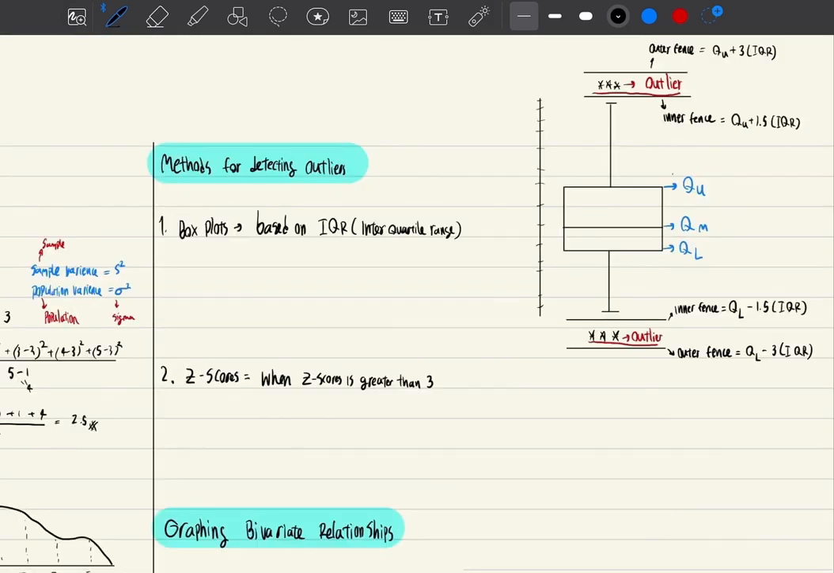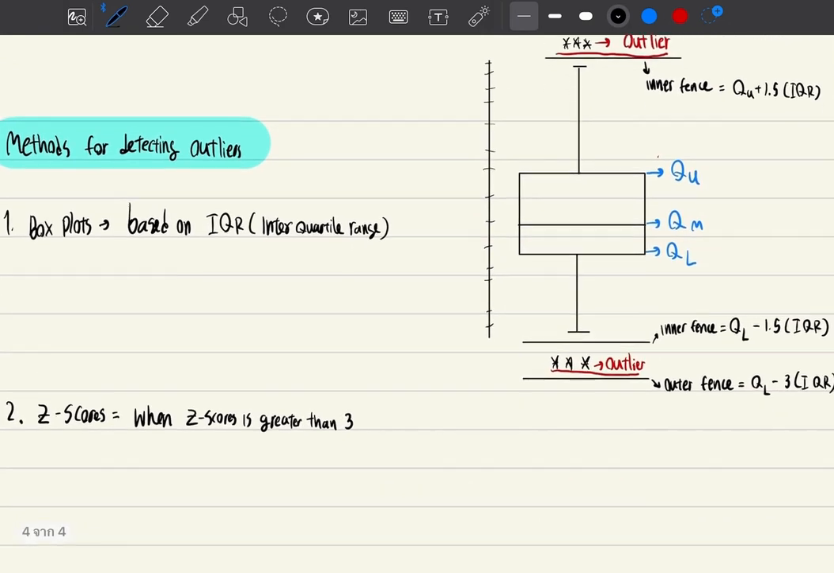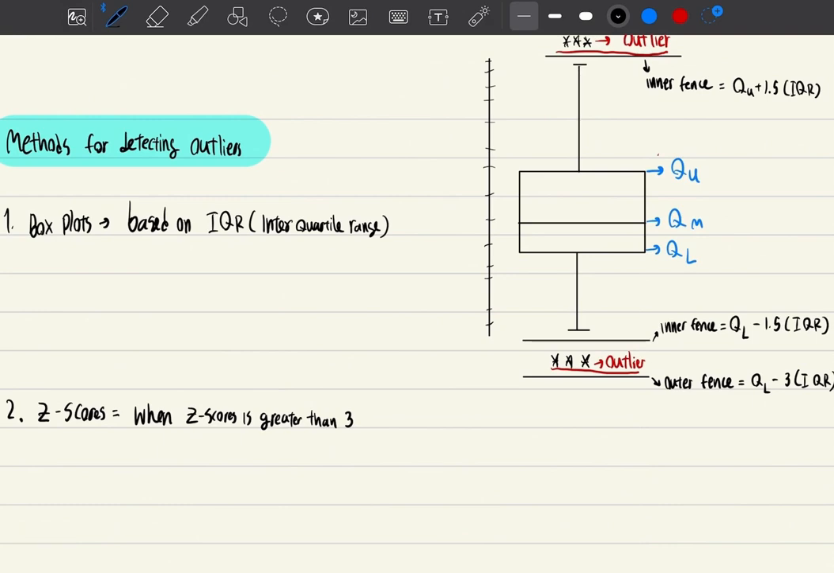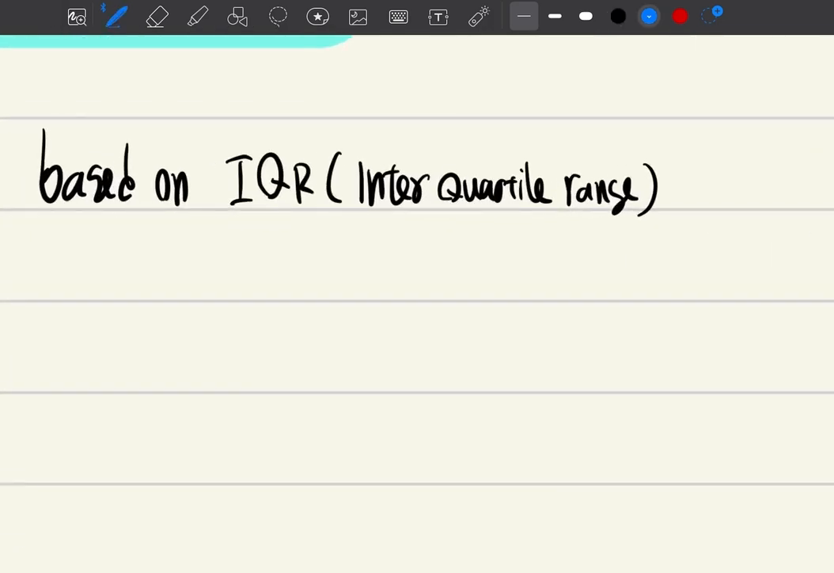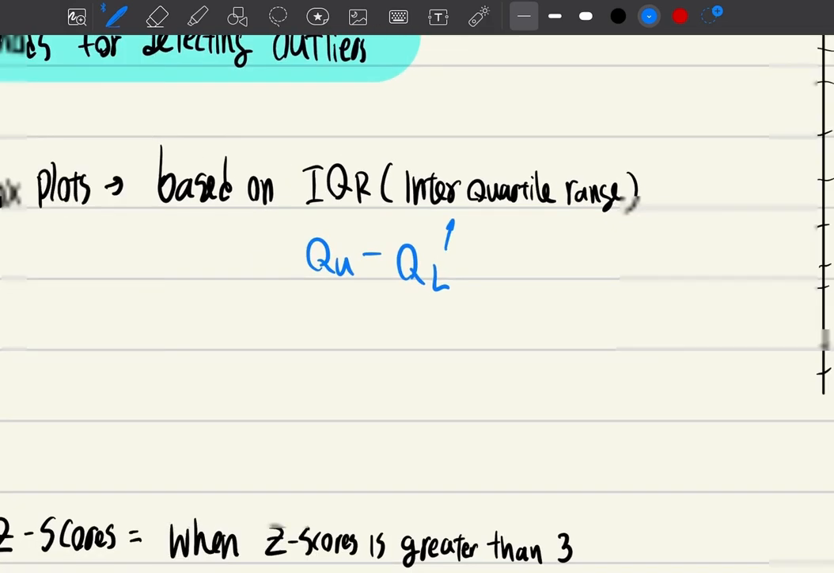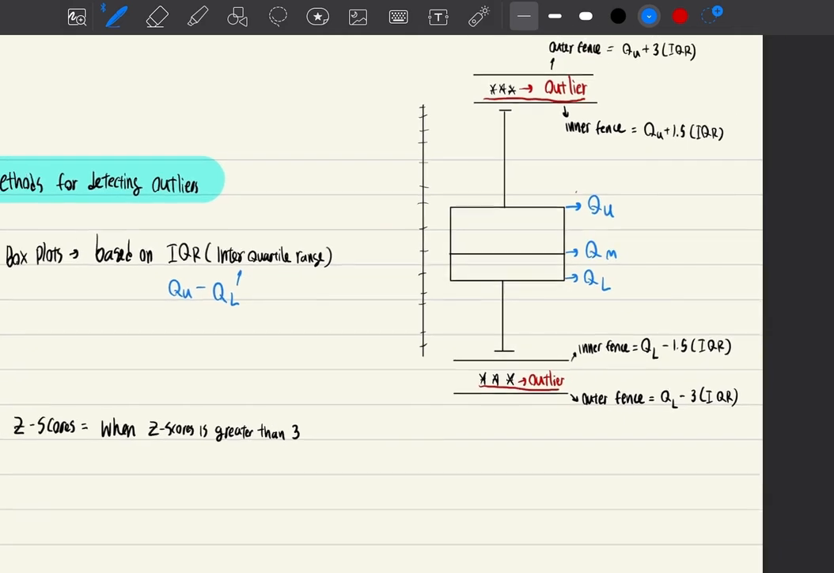Okay, so let's move to the next one, which is methods for detecting outliers. To detect outliers, we have to know first what an outlier is. An outlier is an unusually large or small value relative to other values in the dataset. To detect it, we can use two methods here, which are box plots and Z-score. The box plot is based on the interquartile range, which is equal to upper quartile minus lower quartile.